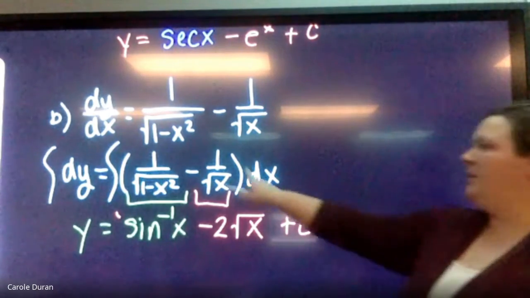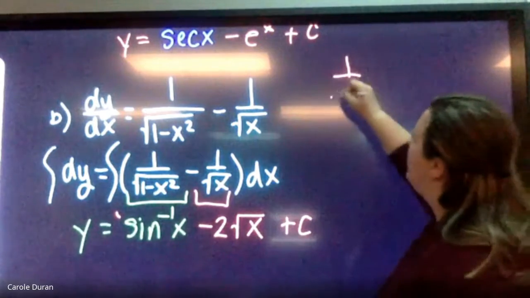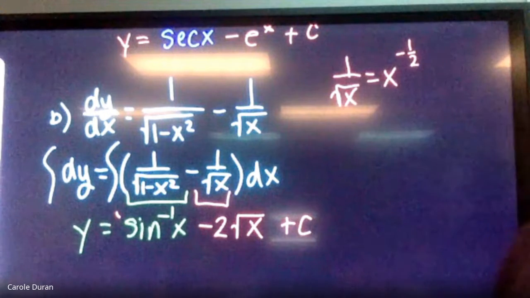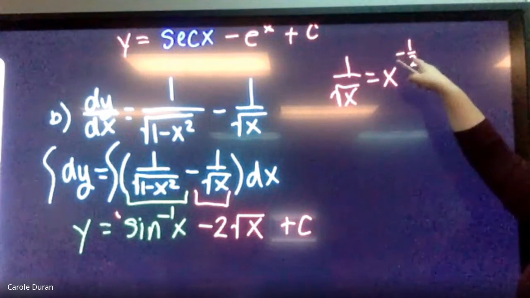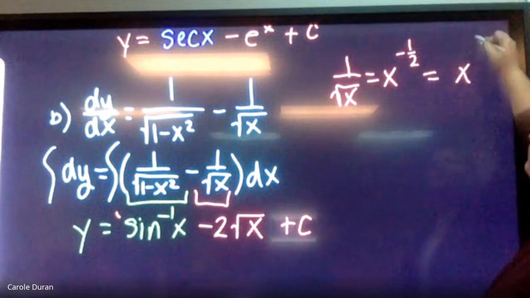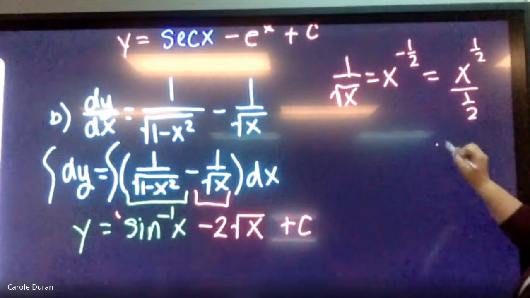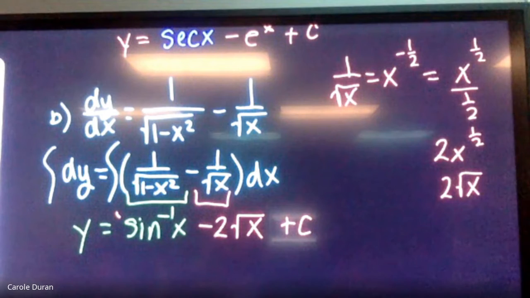I do think that we need to go over this though, because a lot of you seemed really confused. So that would be 1 over the square root of x, which is the same as x to the negative 1/2. And then when I reverse power rule it, I increase this by 1, so it becomes x to the 1/2. And then I have to divide out the 1/2, which means it flips and becomes 2x to the 1/2, which is 2 square root of x. Make sure you do know how to do that.